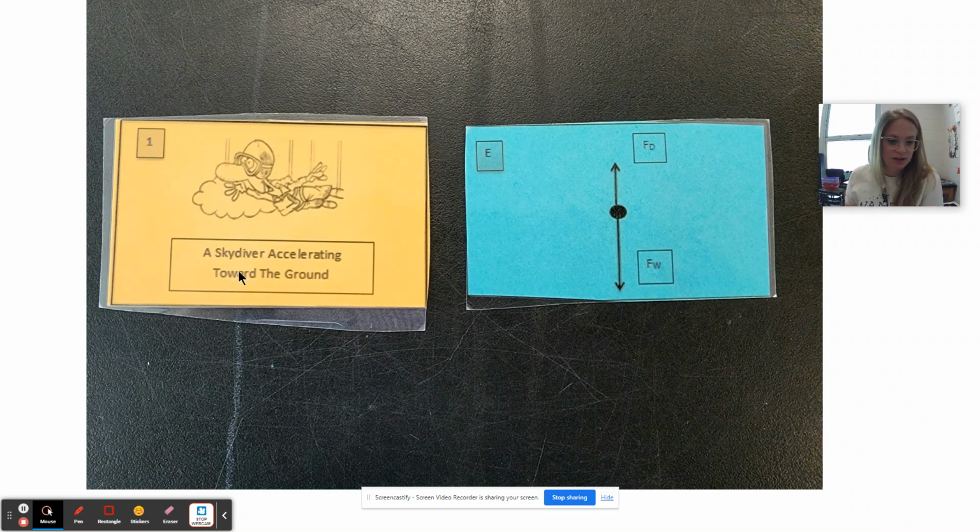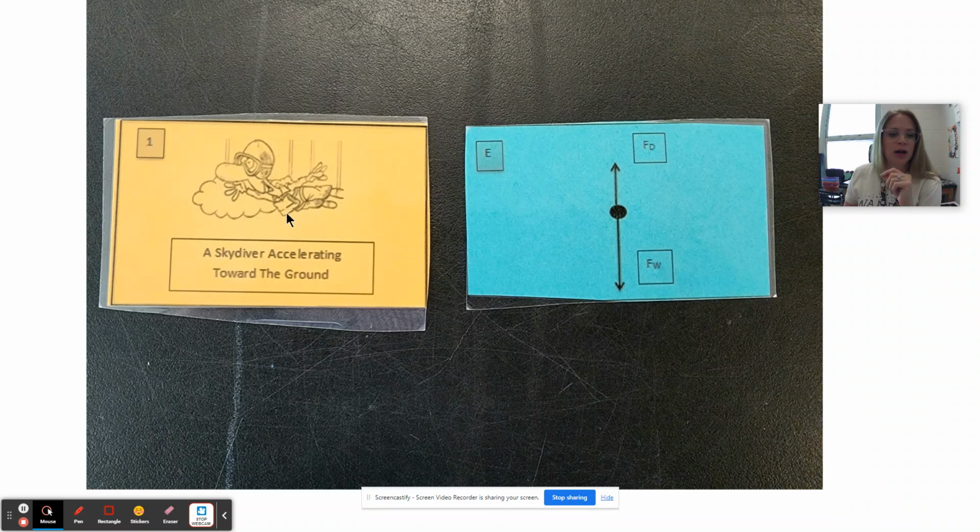So here we have a skydiver accelerating towards the ground. There's nothing underneath him, so there's no normal force, which is your support force. But since you're on Earth, you have this gravitational force or force of weight. Those are the same thing. So if ever you see FW or FG, they are the same thing.